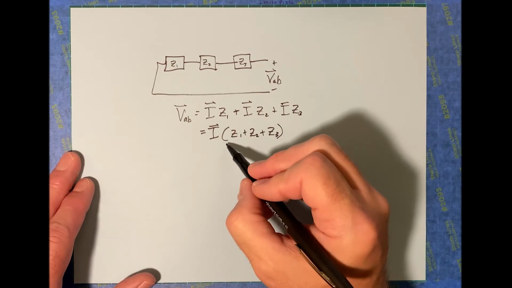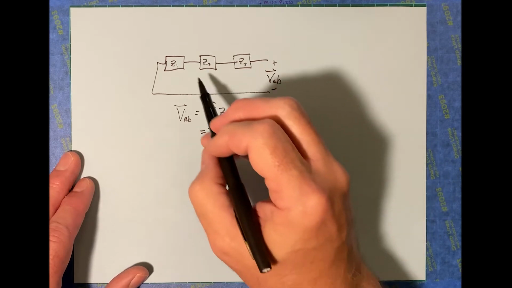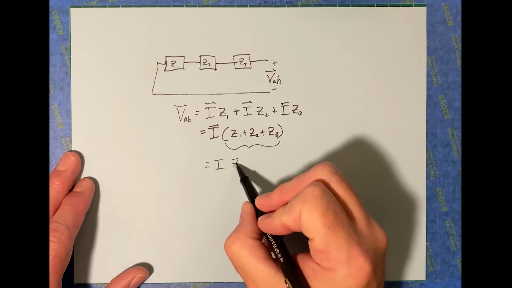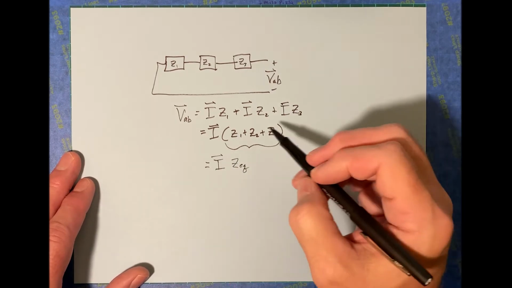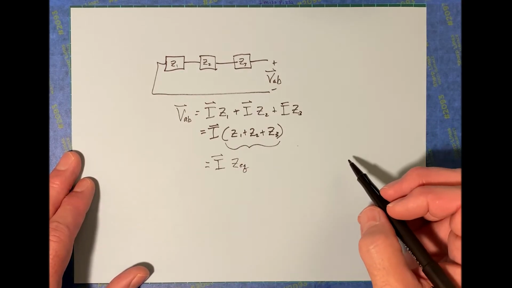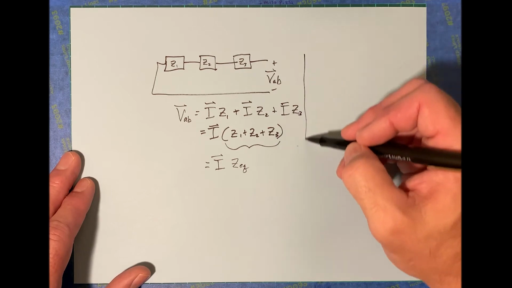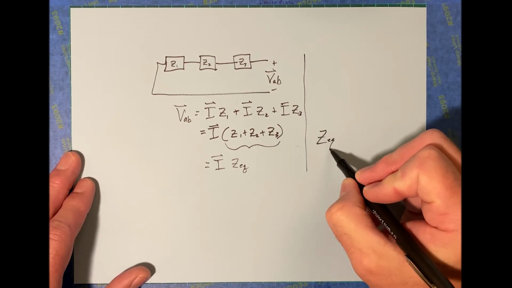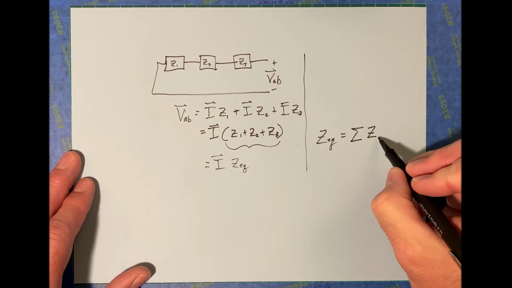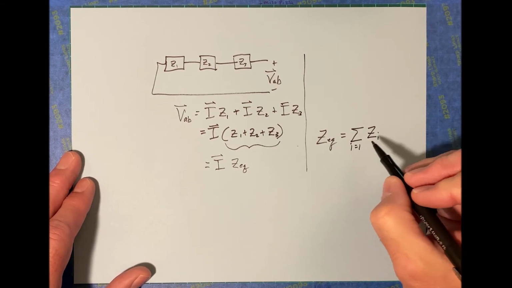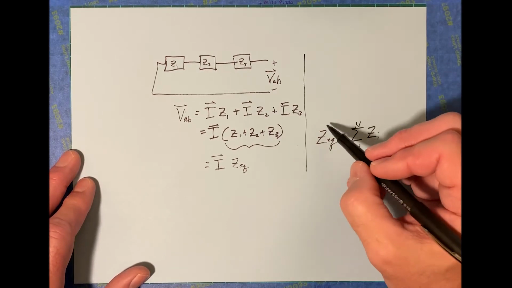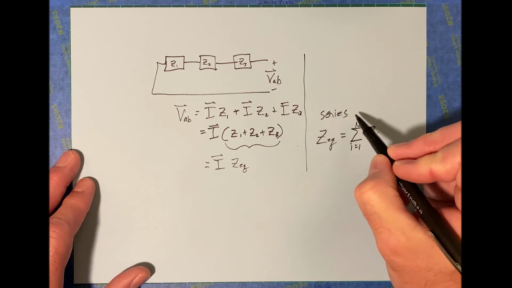So what is this right here? This is just the sum of all of those. So we could write that as some Z equivalent, where Z equivalent is just the sum of these three impedances in series. Now, what did I just show you there? I showed you that Z equivalent for impedances in series is just the sum of the individual impedances, where i is equal to 1 to however many impedances you have. So this works for series impedances.